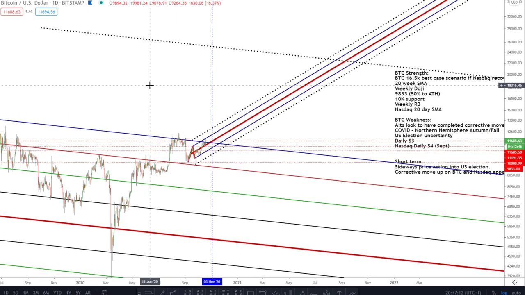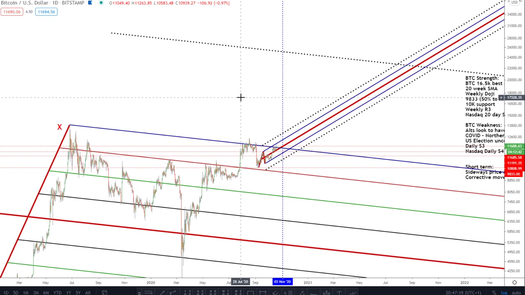Okay, so that's pretty much all I want to add for Bitcoin for right now. We will just take a look at the stock markets, where I'll also show you how we're seeing a bit of weakness coming in.